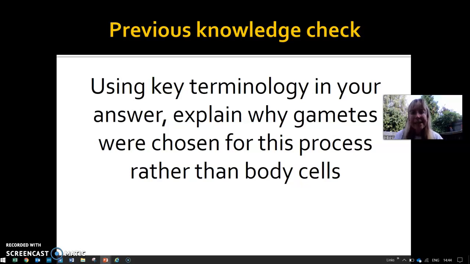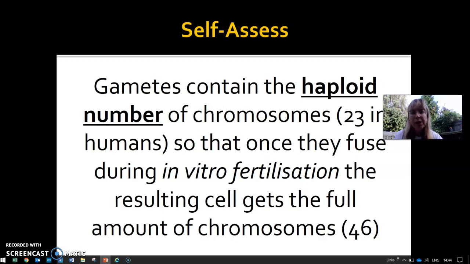Okay, let's have a look at how we would answer this, because we know that gametes contain the haploid number of chromosomes. That's half the number of chromosomes, which is 23 in humans. So that once they fuse together in vitro fertilization, we get back to the full amount of chromosomes we get in human body cells, which is 46.